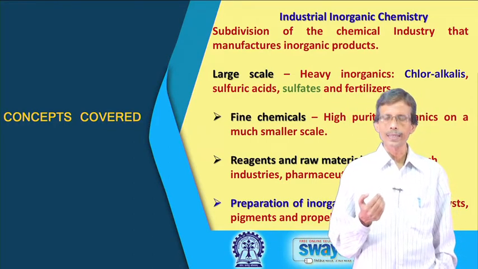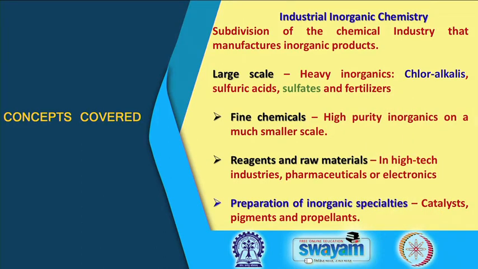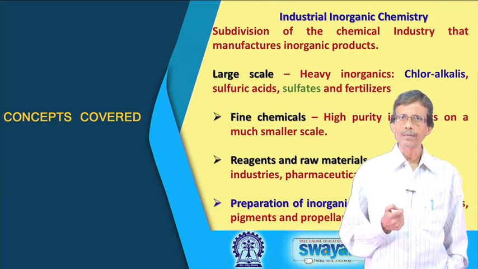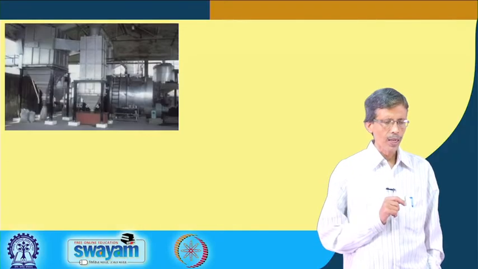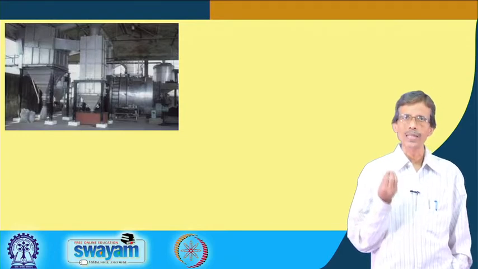Apart from these large scale industries, we can have fine chemicals, reagents and raw materials, and the preparation of inorganic specialty materials. Within fine chemicals, we can have high purity inorganic materials on a larger scale, and sometimes we will make these on a smaller scale. So we have bulk raw materials, and then we can go for making fine chemicals. Then we can have reagents for raw materials useful for high tech industries, the pharmaceuticals and the electronic industry. Lastly, we will cover in this course the preparation of inorganic specialty chemicals: the catalysts, the pigments and the propellants. We will see that these things are very useful in industry, and industry utilizes the knowledge of basic inorganic chemistry.